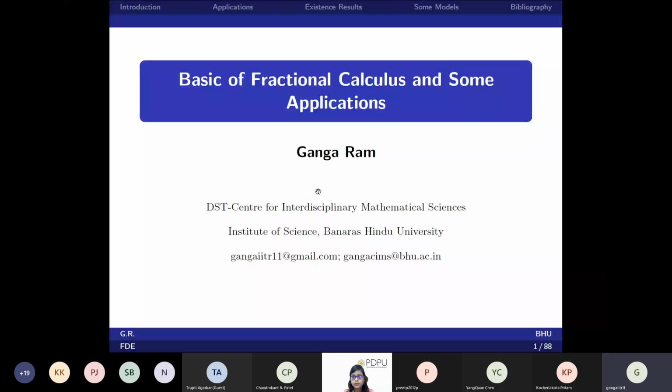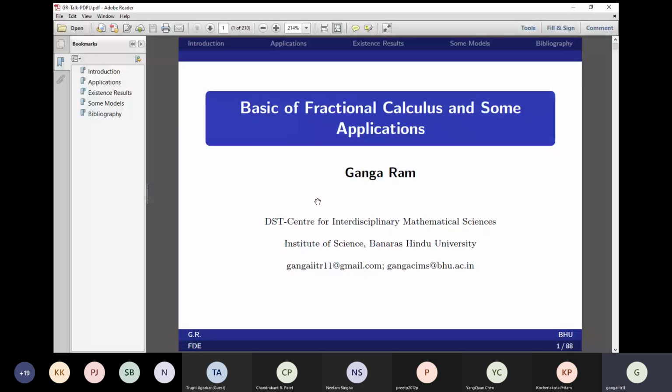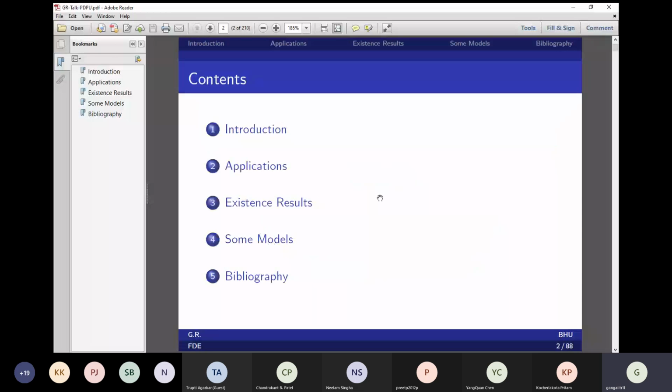Okay, so basically my topic is basics of fractional calculus and some applications. In this talk, the content will be the introduction, some applications of fractional calculus, existence results of fractional order differential equations, some models, and finally the bibliography of the contents.